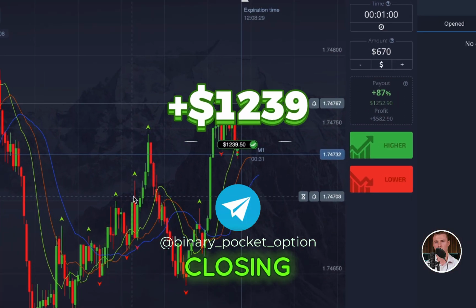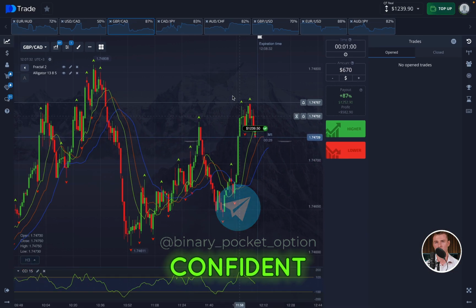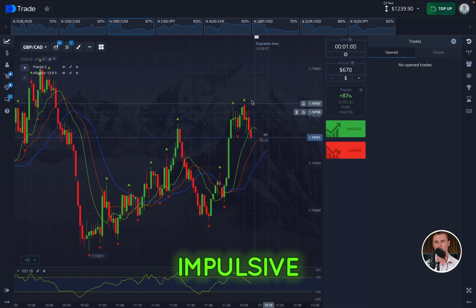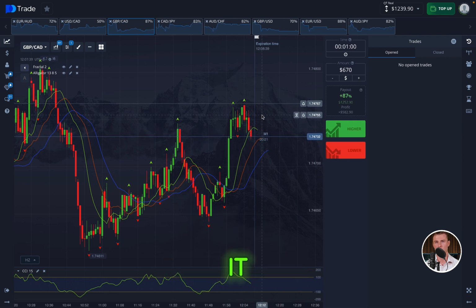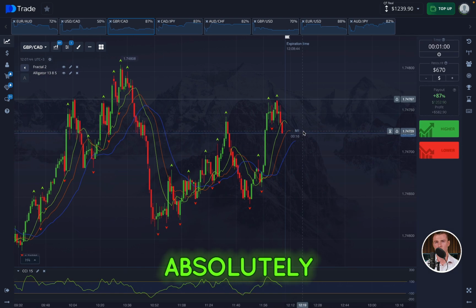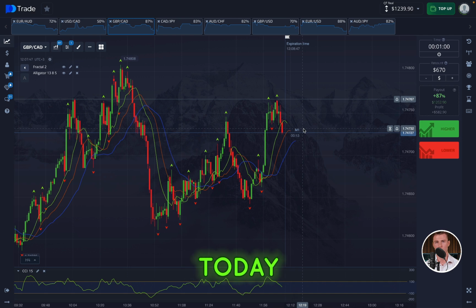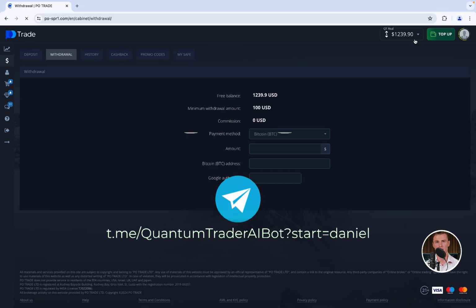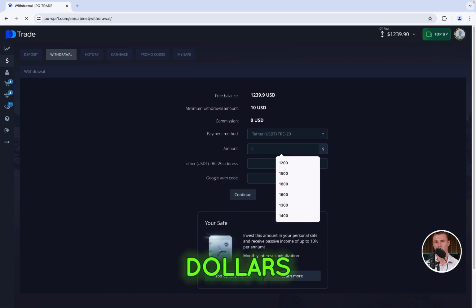And the deal is closing in a plus, a confident closing. I didn't even think that such an impulsive movement could follow at this moment. I thought it would happen a little later, but nevertheless, it's great. I'm absolutely happy with the result of trading today. Let's move on to the conclusion and fix today's profit. The amount of today's profit will be $1030.